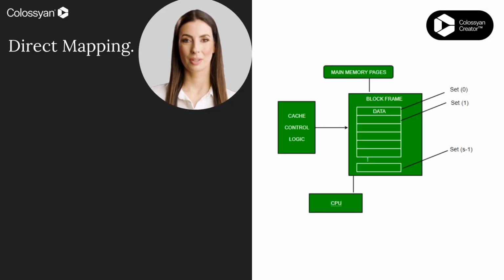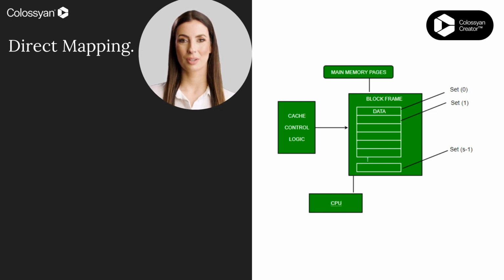Let's learn direct mapping first. The easiest technique used for mapping is known as direct mapping. The direct mapping maps every block of the main memory into only a single possible cache line. In simpler words, in the case of direct mapping, we assign every memory block to a certain line in the cache.